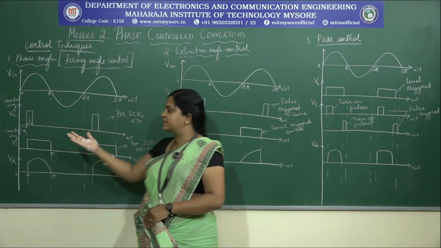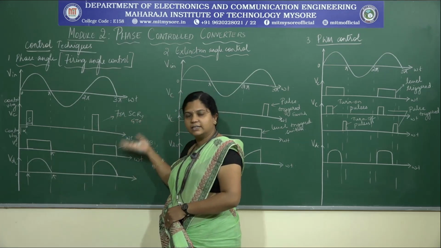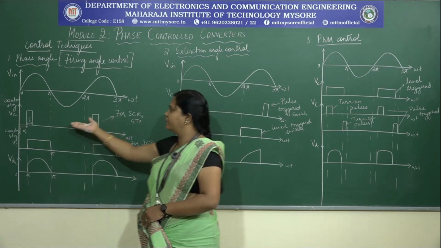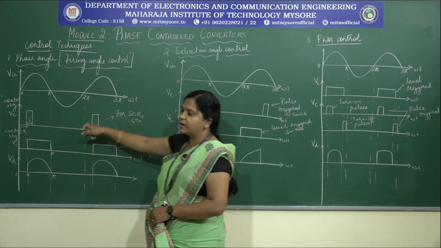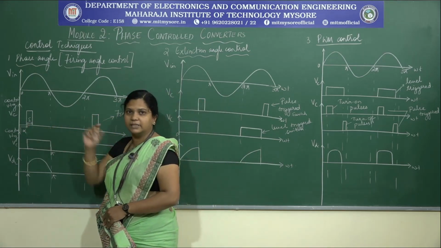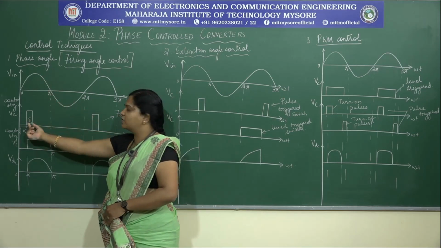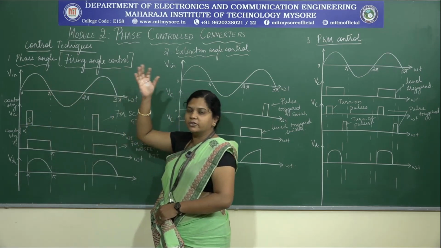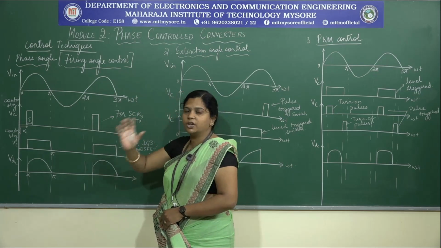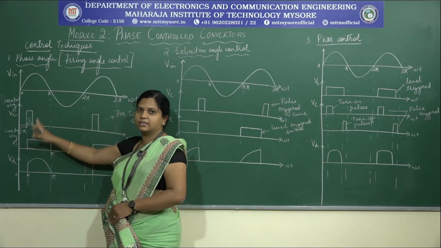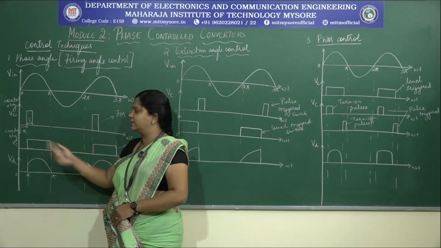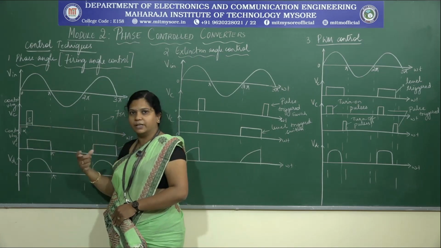Initially I said that you can use either a thyristor or a transistor. We prefer thyristors because of many advantages. One advantage is that you can just provide the pulse required at some instant of time. A pulse is sufficient to turn on the gate of the thyristor, which in turn turns on the thyristor.